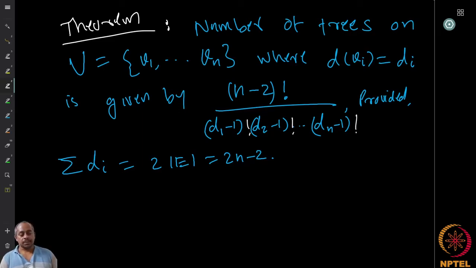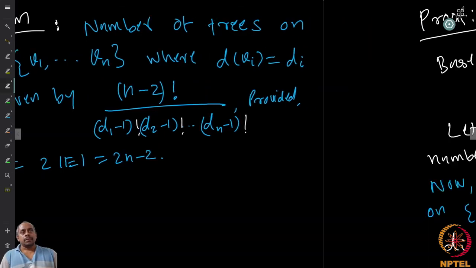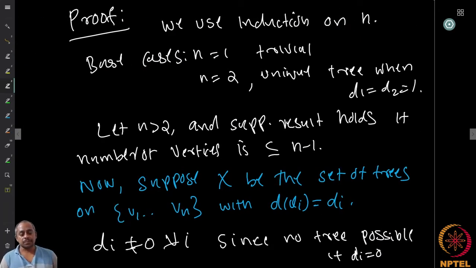Okay, so now how do you prove this? Okay, so here is a proof. What we are going to do is use induction on n. The base case, n equal to 1, is trivial, because there is no edge, there is one tree, and that's it. You can see that the formula holds.